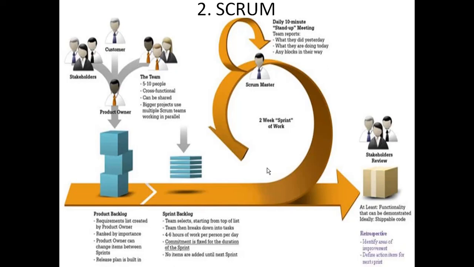empty spaces, or we can say they identify the areas where work is needed, and again they assign the sprint, that is a 2 week sprint of work. Again the development team will work on it, that is the sprint backlog, and again generate the next version of the product, which is again checked by the stakeholders. And daily 10-minute stand-up meetings are held. These are all about the Scrum model in Agile methodology.